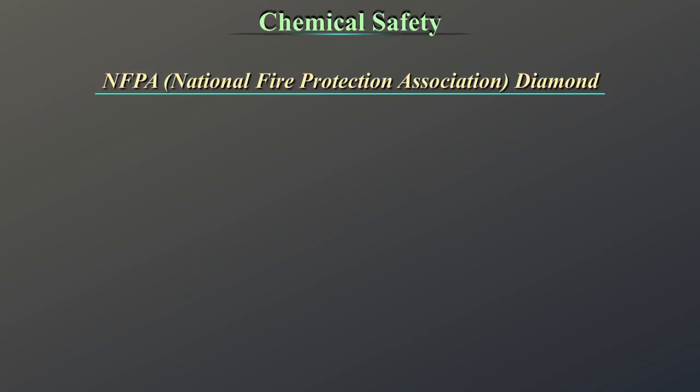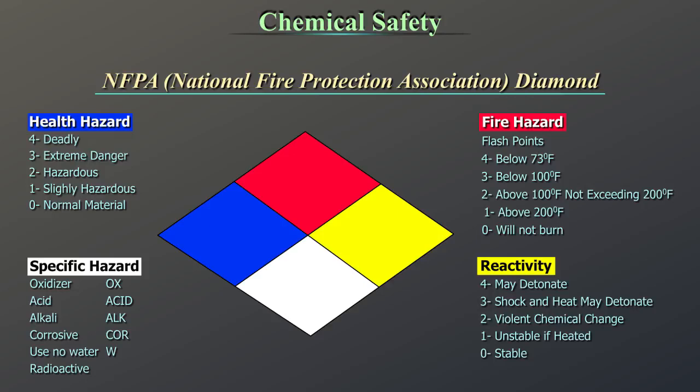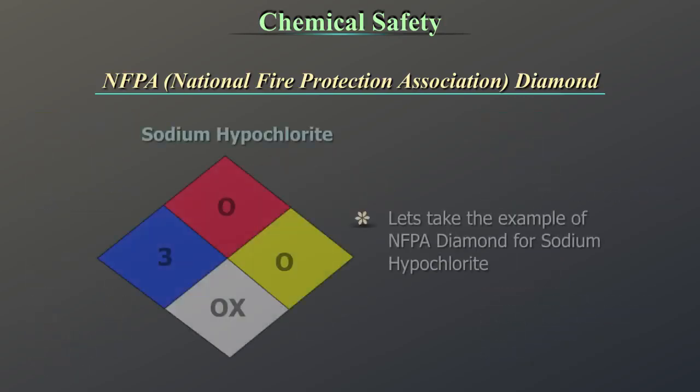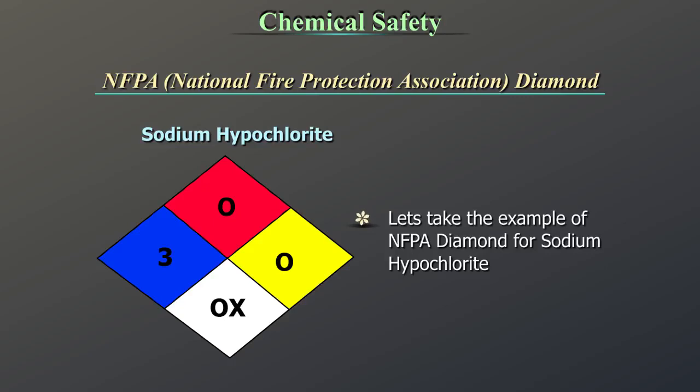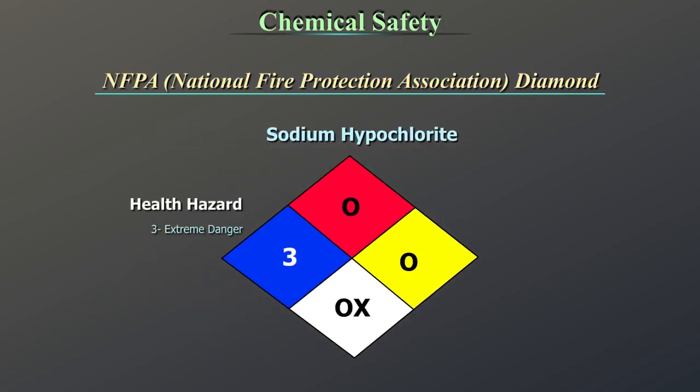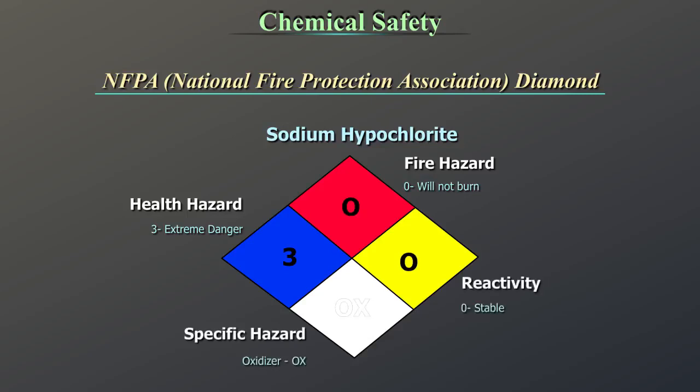The NFPA Diamond, National Fire Protection Association. Another warning system is NFPA. There are 4 diamonds within the one large diamond. Red indicates fire hazard, blue indicates health hazard, white indicates a specific hazard, and yellow indicates reactivity. Let's take the example of the NFPA diamond for sodium hypochlorite. Sodium hypochlorite is a commonly used chemical in all labs. The NFPA says category 3 for health, 0 for fire and reactivity, and oxidizing under specific hazard.